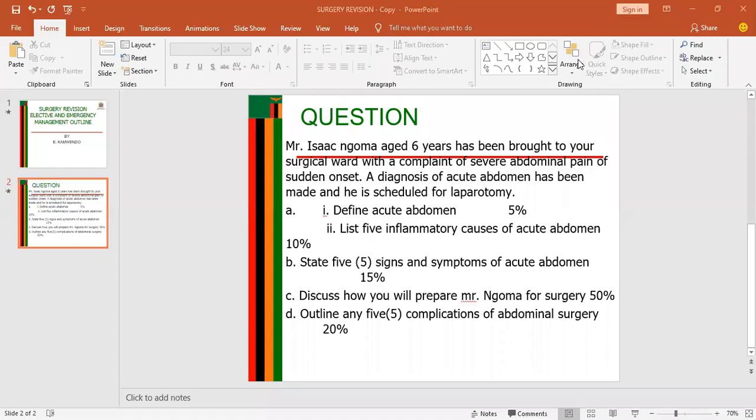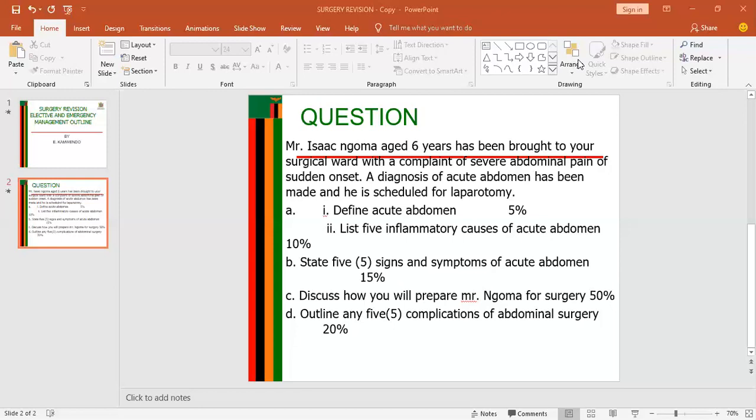Yes, so welcome to today's lesson. We are going to look at surgery, and as usual, with surgery you need to know how to answer questions. Last time I looked at the pre-op management, which was acute and also emergency preoperative care. So today I'll look at a question and see how you can apply it in answering the management for surgery that we did.